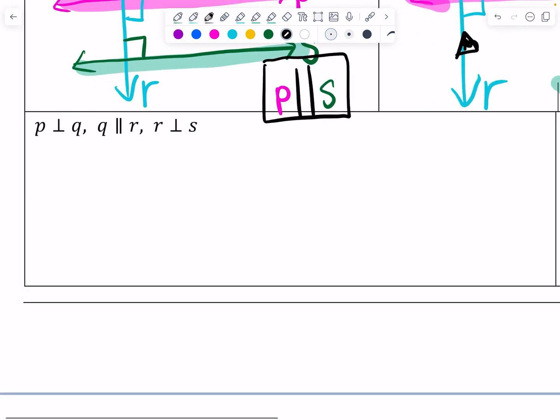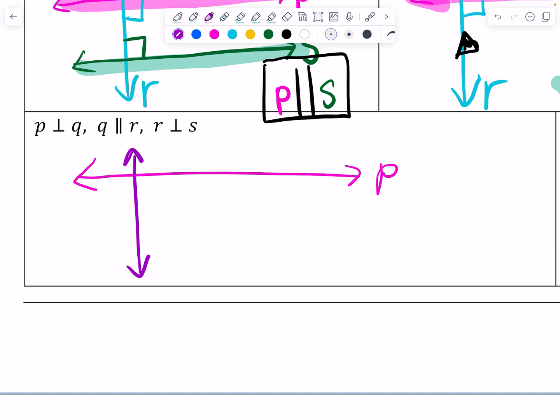Okay, so this is a 3-part. So let's start at the beginning. P is perpendicular to Q. So I'm going to switch colors. Q is going to go this way, anywhere you want it, but it has to cross at a right angle. Okay? So P is perpendicular to Q. Q is facing the same way. It's parallel to R. So I need to draw a line facing the same way as Q, and I'm going to mark those with a single triangle. Those are parallel to each other.